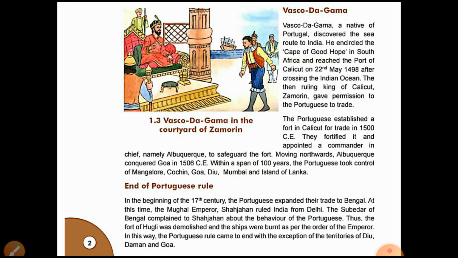Thus, the fort of Hooghly was demolished and the ships were burnt as per the order of the emperor. The fort built by the Portuguese at Hooghly was demolished, crushed by order of Shah Jahan, and the ships of the Portuguese were burnt as per the order of Emperor Shah Jahan. In this way, the Portuguese rule came to an end, with the exception of the territories of Diu, Daman, and Goa. At last they were ruling only over Diu, Daman, and Goa, and the other regions that were under the control of the Portuguese were taken by Shah Jahan, the Mughal emperor.